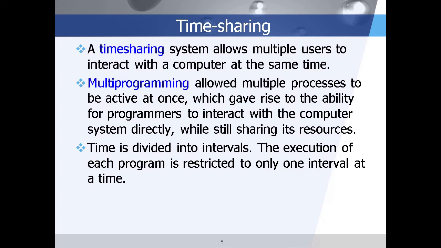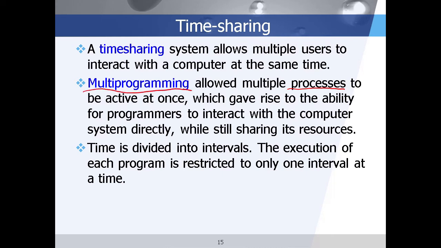And the technology we use is called multiprogramming. Multiprogramming allows multiple processes to be active at once. The process is a new concept, and we are going to talk about this concept later. But for now, you can think of the process as just the program. This gives rise to the ability for the programmers to interact with the computer system directly while still sharing the resources. So this is a very important technique, multiprogramming.